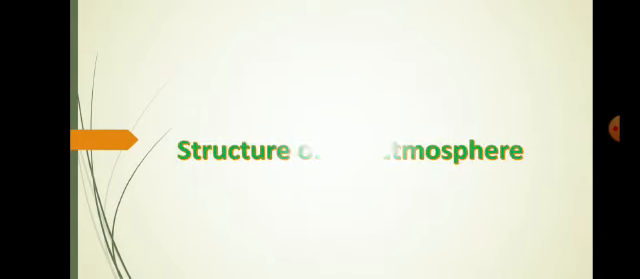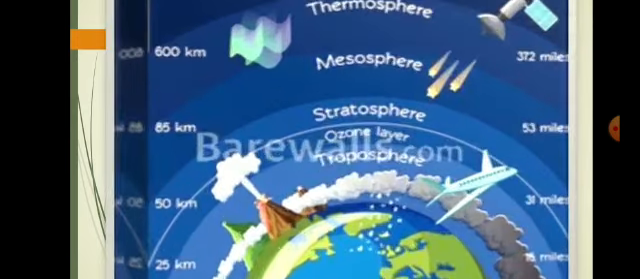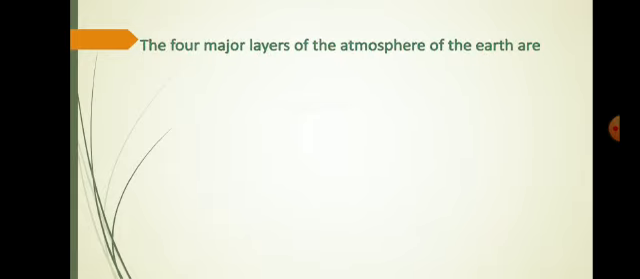Hello students, today we will continue our chapter Atmosphere. In our previous class we have studied atmosphere, composition of the atmosphere, usefulness of the atmosphere. Today we will see structure of the atmosphere. Based on the density and temperature differences, it can be divided into four major layers.